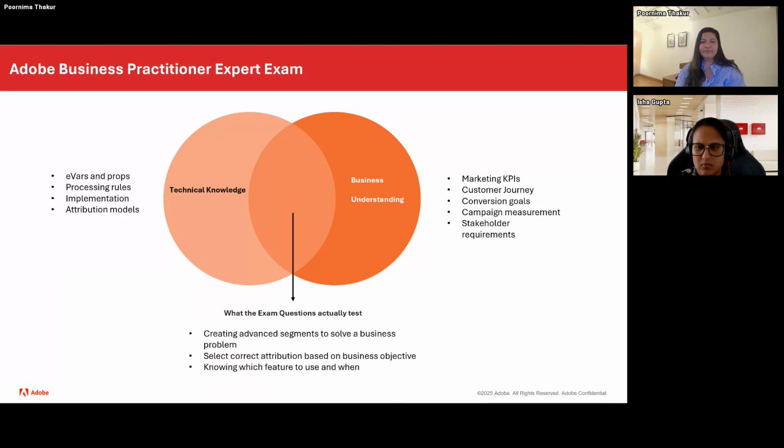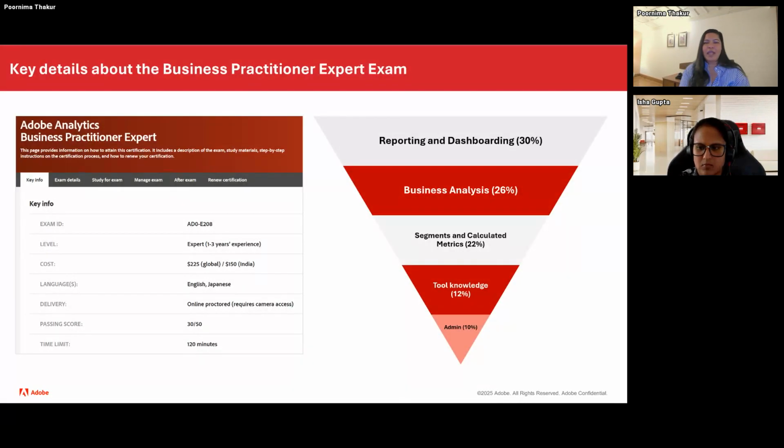Coming to some details about it. Now, this left side is nothing but a snapshot from the exam interface, the exam detail page. So, when you go to the certification catalog and select the exam of your choice, there is a learn more button. When you click on it, you land on this page. And if you see, there are different tabs over here, right? Key information, exam details, how to study for the exam, how to manage it, what to do after the exam, and how to renew certification. So, all the details are mentioned here.